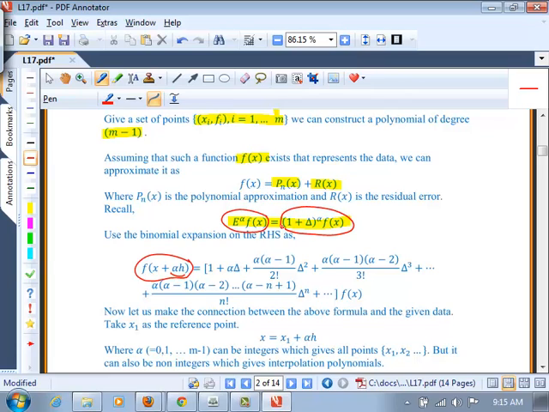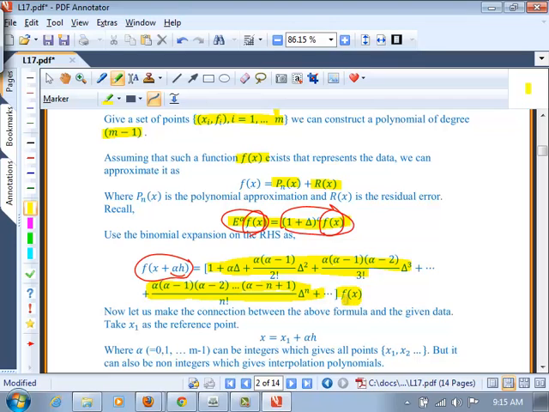So when I do the binomial expansion, I get 1 plus alpha delta plus alpha times alpha minus 1 over 2 delta squared, etc. It just goes on forever. It's an infinite series if alpha is not an integer. But if alpha is an integer, it will have a finite number of terms. For example, if alpha is 2, you expand it, it's 1 plus delta squared plus 2 delta, right? But if it is not an integer, then you will have an infinite series. But it is all operating on f of x on the right-hand side. And that is your representation for the polynomial.